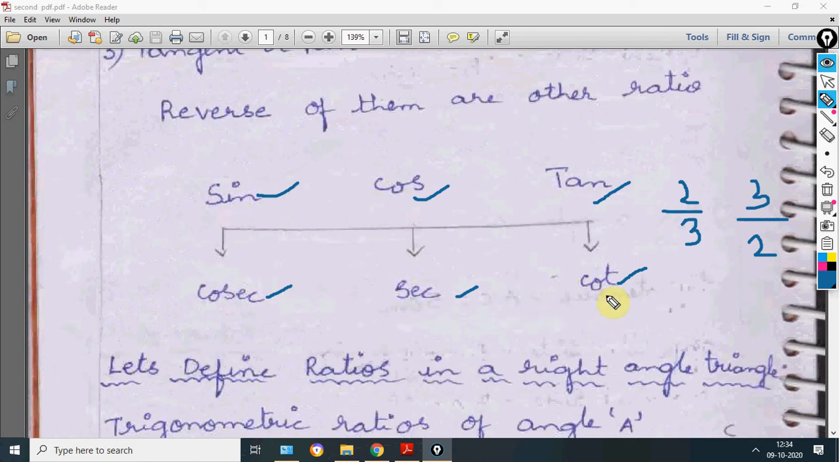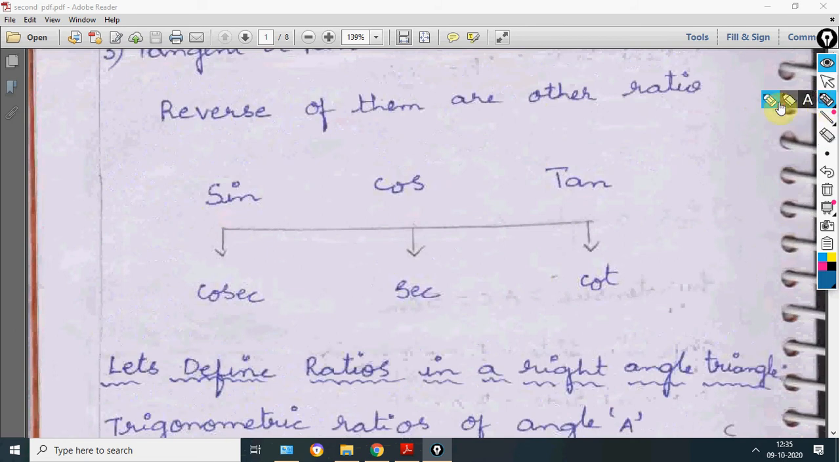These three are not needed now, they are for further classes. There I will explain in detail. Just for your information I have given them now. These are reverse: sine reverse is cosecant, cos reverse is secant, tan reverse is cot. In further classes I will explain about them in detail. Don't worry.